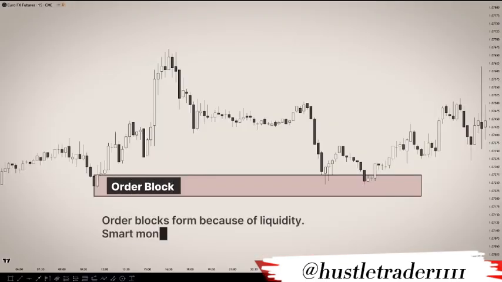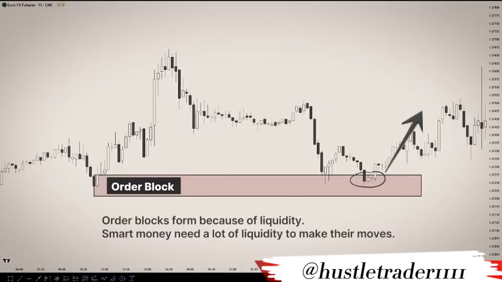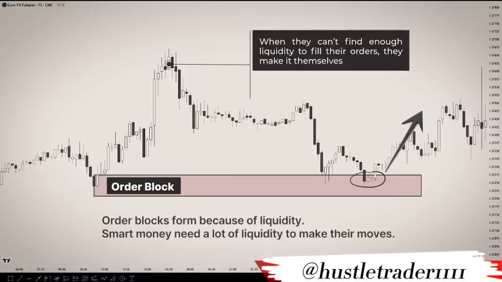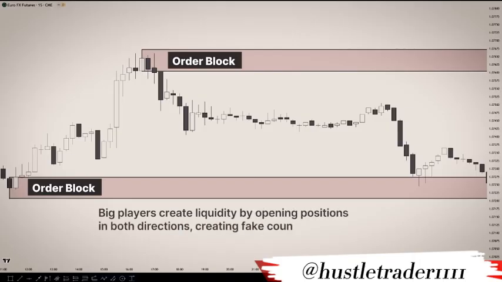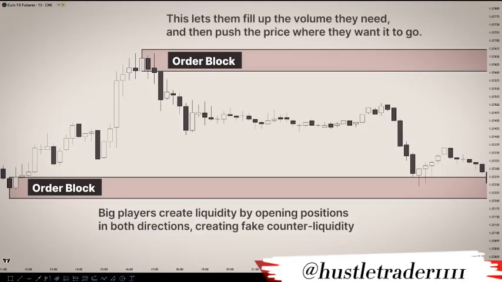It's where the big players, the market makers, set up and get ready to push the price around. Order blocks form because of liquidity. The big players need a lot of liquidity to make their moves. And when they can't find enough liquidity to fill their orders, they make it themselves. They do this by opening positions in both directions, creating fake counter liquidity. This lets them fill up the volume they need and then push the price where they want it to go.